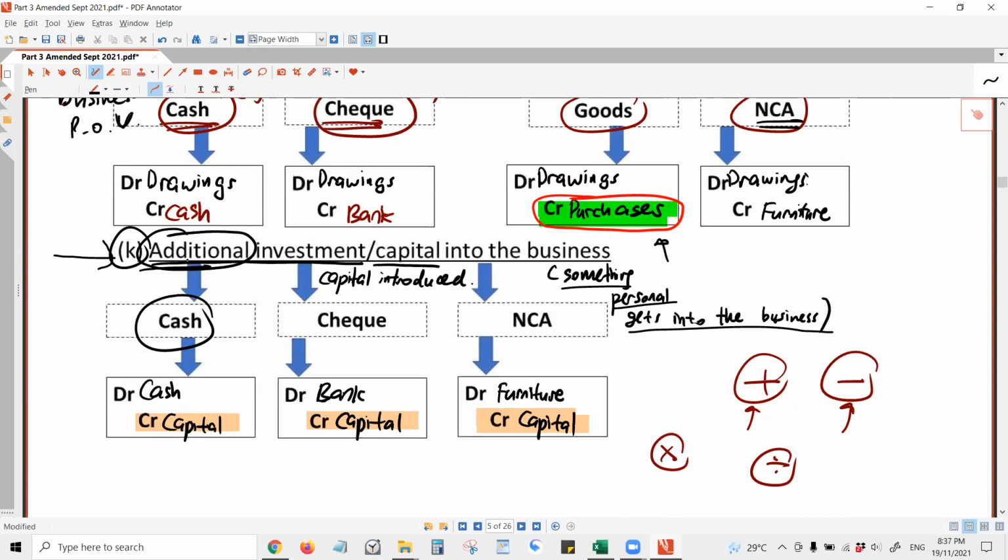Meaning transaction key is for putting things into the business when you have run your business for some time. Only the timing is different. The double entries are actually the same as the transaction key here, it's just the timing that is different. Additional means you put more into the business, meaning you should have run your business for some time, and then you put more things into the business.